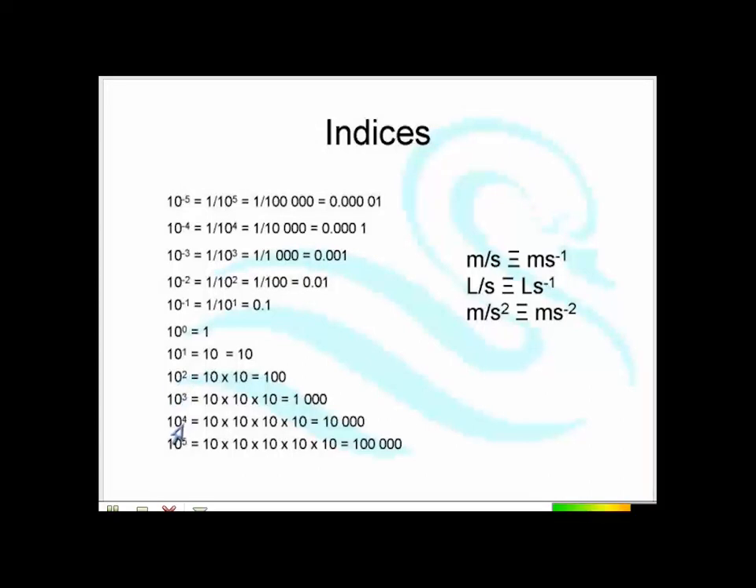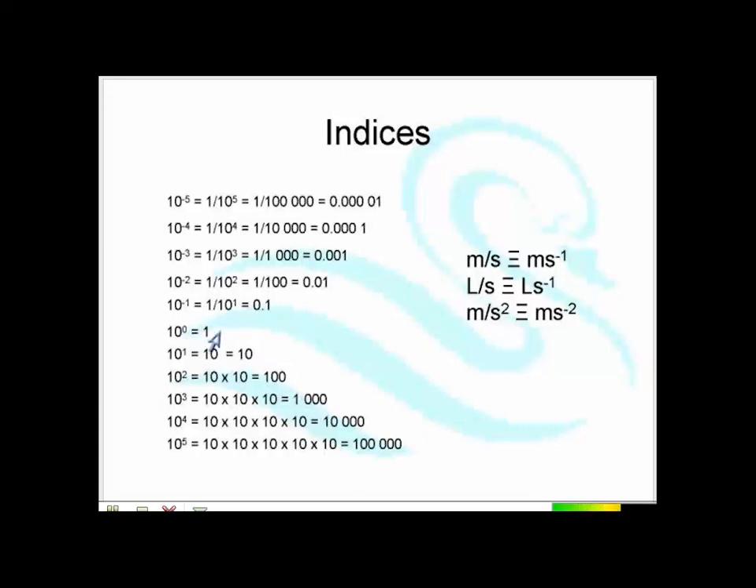And if you look at it, 10 to the power of 4, I end up with 4 zeros. 10 to the power of 5, I end up with 5 zeros. So it follows that 10 to the power of 1 would have 1 zero. And it turns out that anything to the power of 1 is just itself. It also follows that 10 to the power of 0 would have no zeros. And it turns out that anything to the power of 0 is 1.